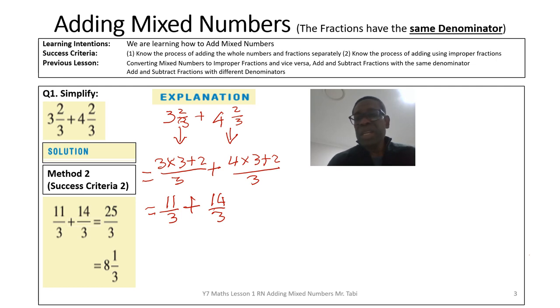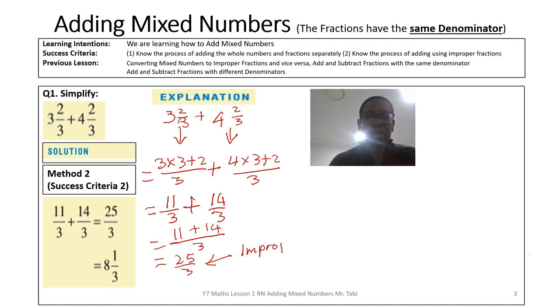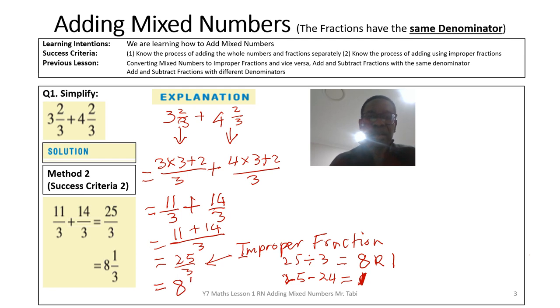Now, again, because the denominators are the same, we've got a common denominator of 3. So we simply add the numerators, and that gives us 25 over 3. Now, you see this 25 over 3 is still an improper fraction. So we need to convert back into a mixed number by doing 25 divided by 3. Well, 3 times 8 is 24, and 25 minus 24 gives us 1. So that is 8 remainder of 1. And 8 remainder of 1 means 8, 1 over 3.